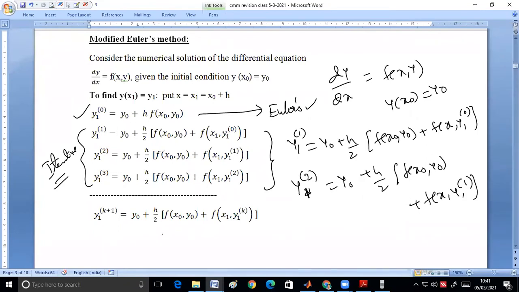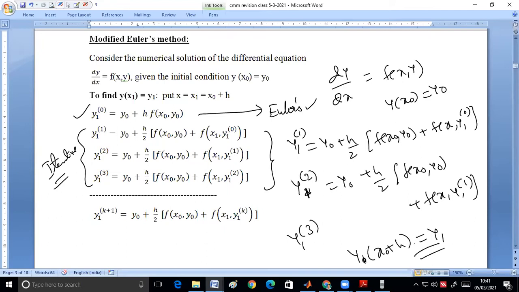In a similar way, y2 is a third approximation of y. Now substitute this y1 second approximation value in this one, and so on. If two consecutive y values are repeated, then stop the procedure. Then finally you will get the y1 value. y1 is nothing but y of x naught plus h. This is nothing but the y1 value.